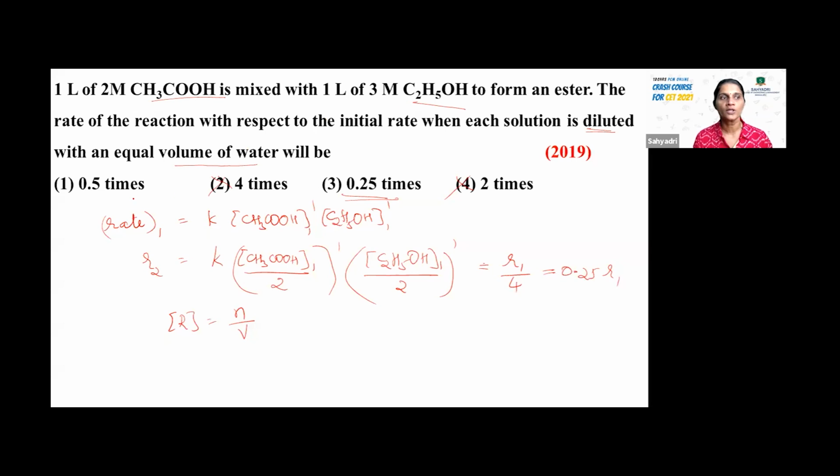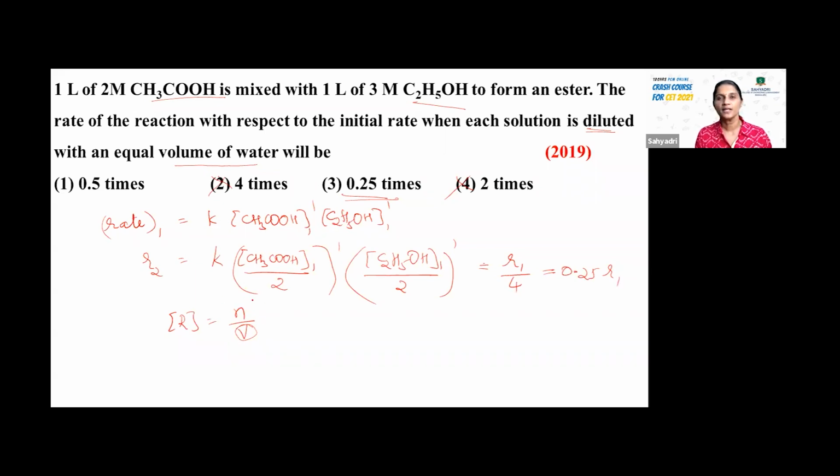But when you add equal volume of water, equal means what? 1 liter is there and 1 liter we are adding. So what happens in total? The concentration of this also is decreased. The concentration of this also is decreased. That's why we say, remember this: when you double the volume, concentration becomes half. When you double the volume, concentration becomes half. Double the volume means it is 2 times V. The number of moles won't change.